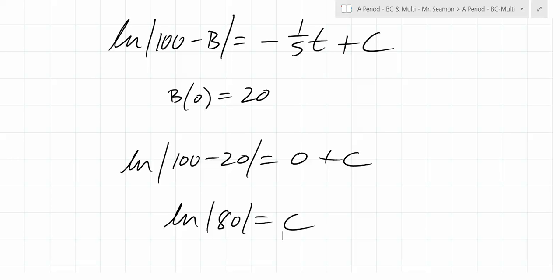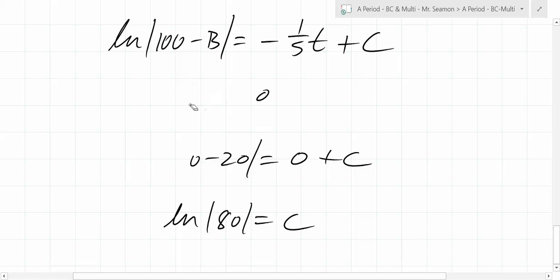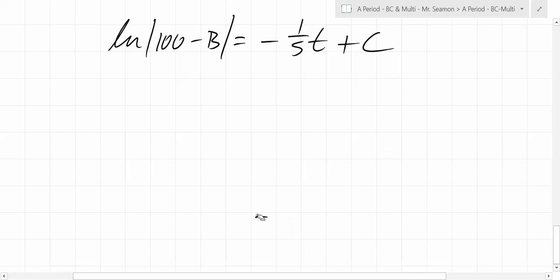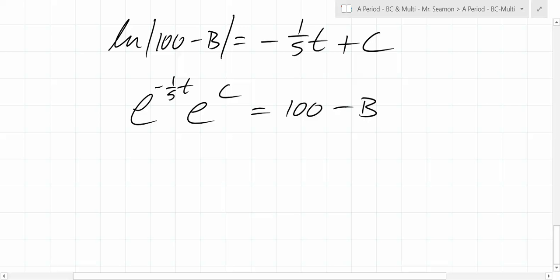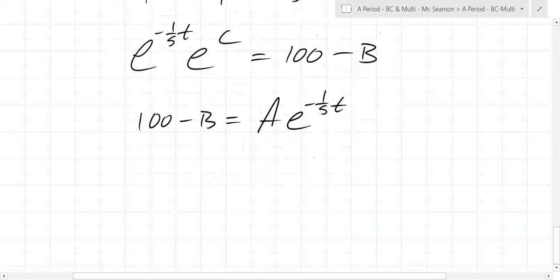I like going to the end, personally. The only reason is I have to keep on writing ln 80 over and over again for a little while. I don't really want to do that. I like just going, hey, it's going to be e to the negative 1/5 t, e to the c equals 100 minus b. I just like doing that personally, so that I can write 100 minus b is equal to a e to the negative 1/5 t.